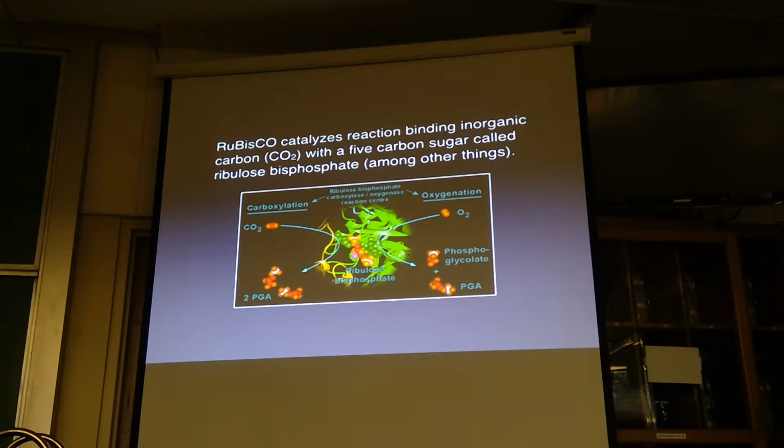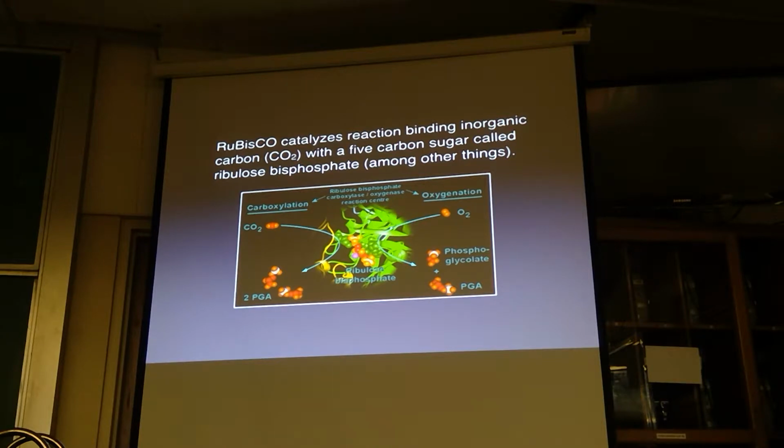However, the name ribulose bisphosphate carboxylase tells you that what it's going to do is take inorganic carbon dioxide and stick it onto a 5-carbon sugar, which is ribulose bisphosphate. So Rubisco is catalyzing the reaction, binding inorganic carbon, CO2, with a 5-carbon sugar called ribulose bisphosphate. At the same time, or very quickly thereafter, the 6-carbon compound that is formed is oxygenated, and then it splits in half. And you get two 3-carbon compounds very quickly. So the 6-carbon compound that forms is basically unstable.